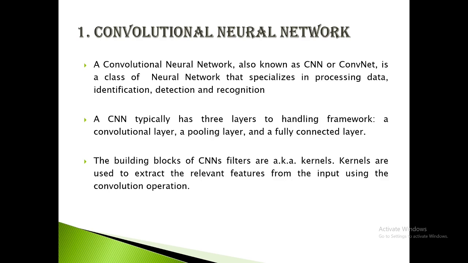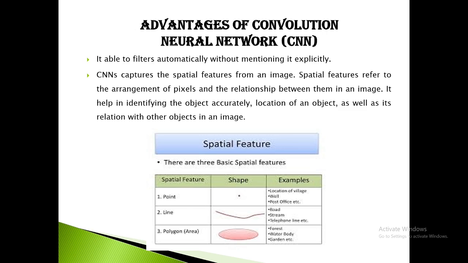The building blocks of CNN filters are kernels. Kernels are used to extract the relevant features from the input using the convolutional operation. The advantage of convolutional neural network is that it is able to filter automatically without mentioning it explicitly. CNN capture the spatial features from an image. Spatial features refer to the arrangement of pixels and the relationship between them in an image. It helps in identifying the object accurately, the location of the object, as well as its relation with other objects in an image.